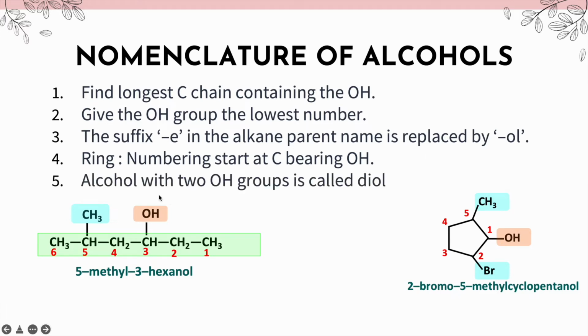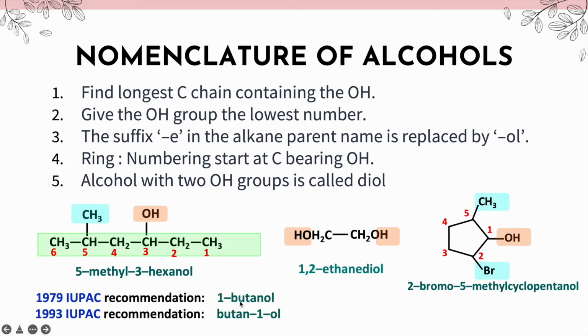And if the alcohol has 2 OH groups, we call it a diol. Di means 2, so 2 OH groups is called diol. For example, 1,2-ethanediol. Ethane means 2 carbons in total. Diol means 2 OH groups, at number 1 and number 2. At carbon 1 and carbon 2, we have 2 OH groups: carbon 1, 1 OH group, carbon 2, 1 OH group. So this numbering is for the position of the OH group.